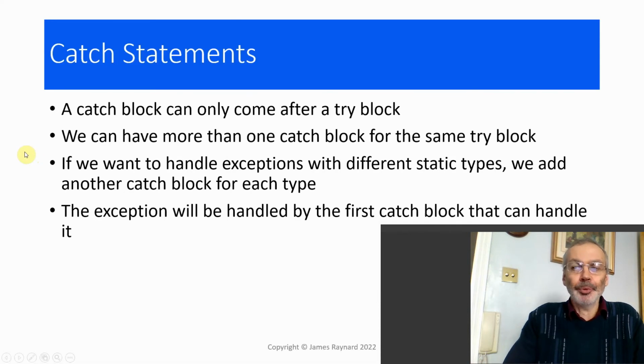We can have more than one catch block for the same try block. And in fact, if we want to handle exceptions which can have different static types, we need to do that. We need to have one catch block for each static type. If there's any choice about which catch block can handle a particular exception, it'll be the first one that appears in the source code.